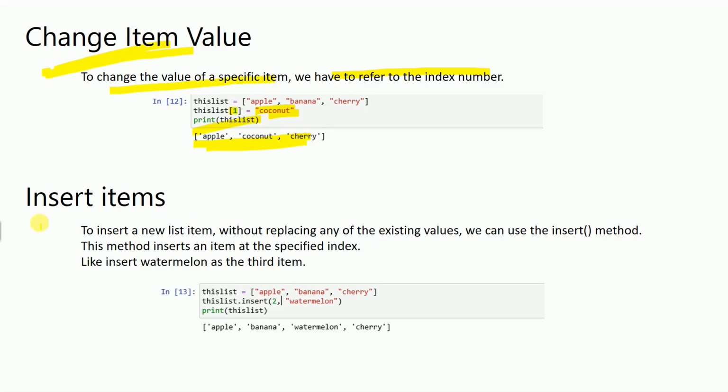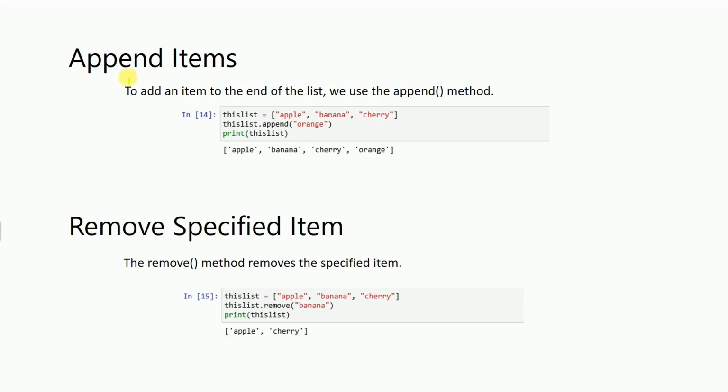How to insert an item in a list? To insert a new list item without replacing any of the existing values, we can use the insert method. In this case, we have to provide the index number and also the value. So after that, we can see in the output that it is updated. How to append an item? In order to append an item, we have to use the append method. When we use the append method and we just put the value, then after printing it, we get the output where orange is the item value of the list.